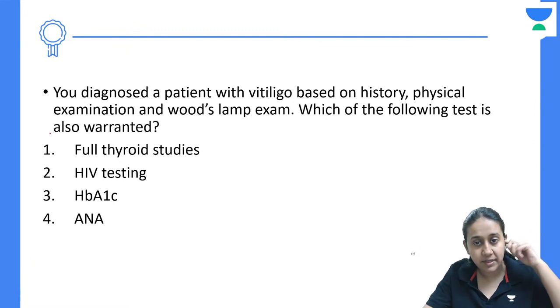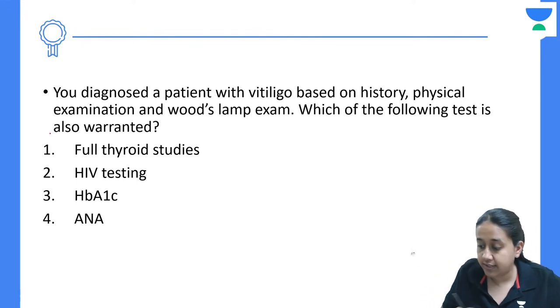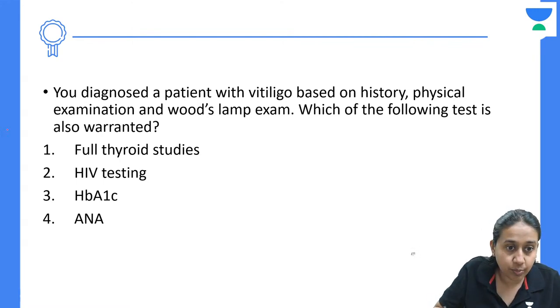So you diagnosed a patient with vitiligo on history, physical examination, and Wood's lamp examination. Which of the following is also warranted? The correct answer of this question is option number.